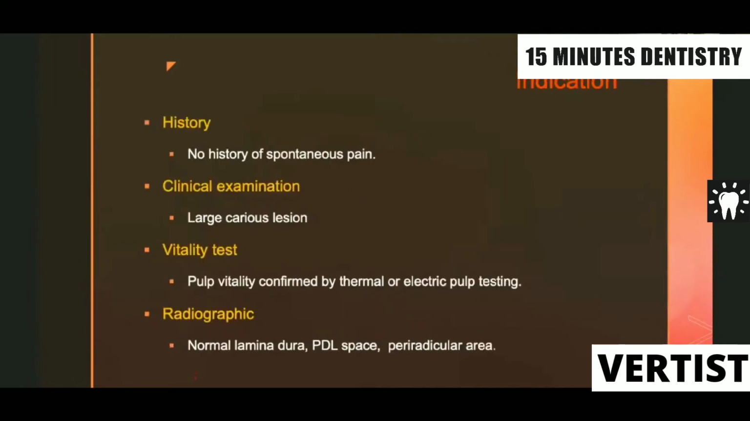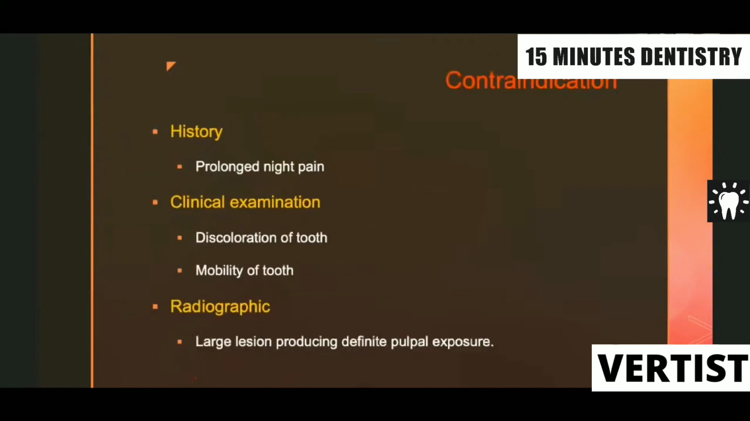You have to take proper history. There should be no history of pain, good clinical examination. There can be a large caries lesion. The vitality test should be done and the tooth should be vital. Radiographically see that the decay has not gone into the pulp, and the periapical picture is clear and normal. If there is a lot of pain at night, if there is discoloration or mobility in the tooth, or if there is a large radiographic lesion, this is contraindicated.